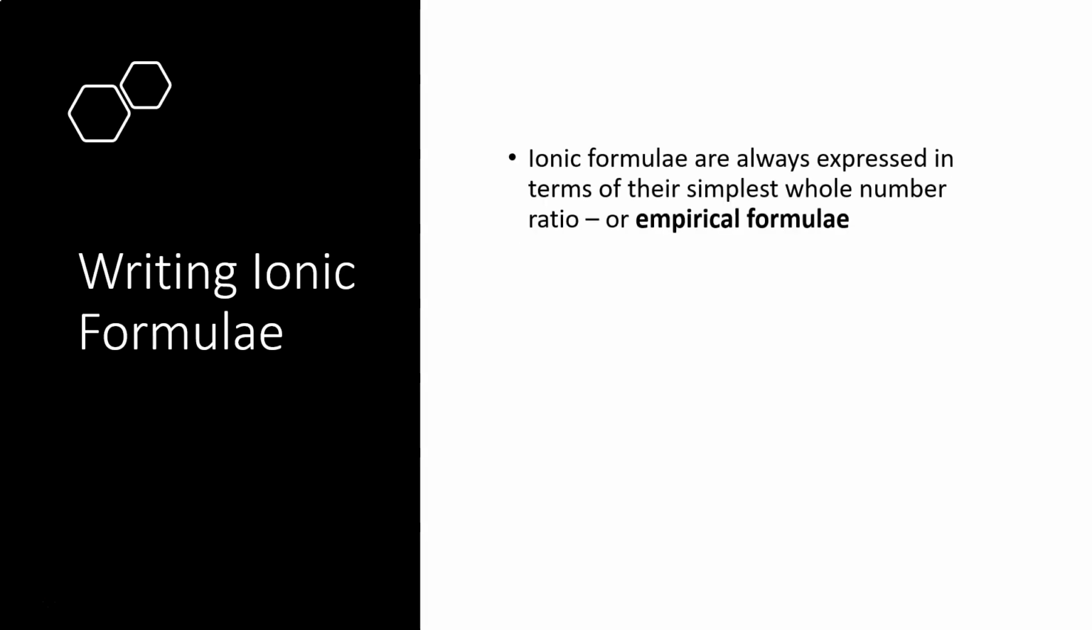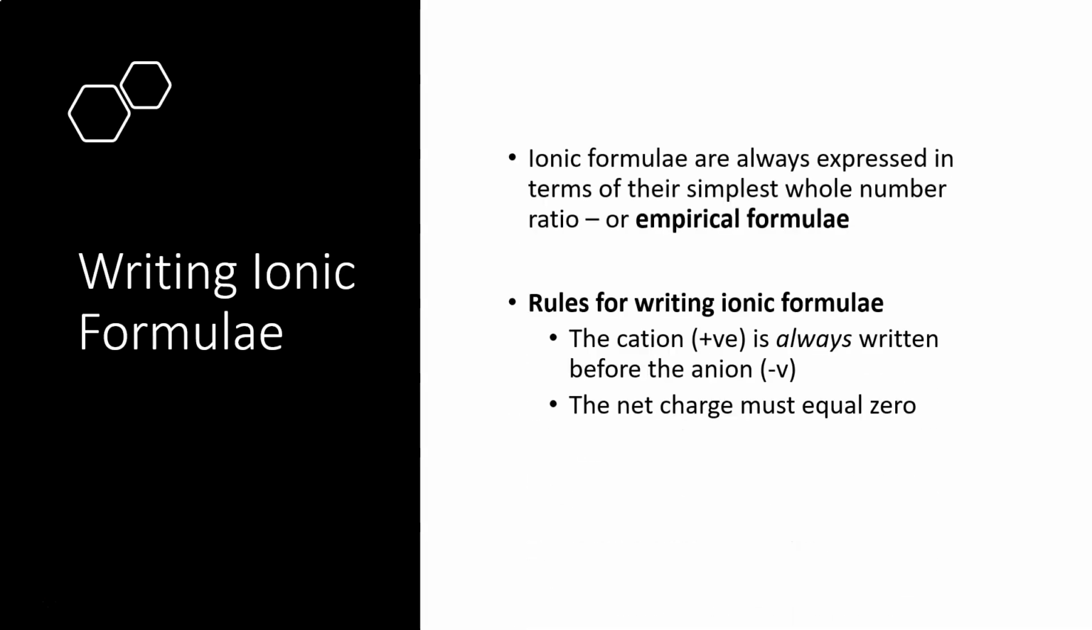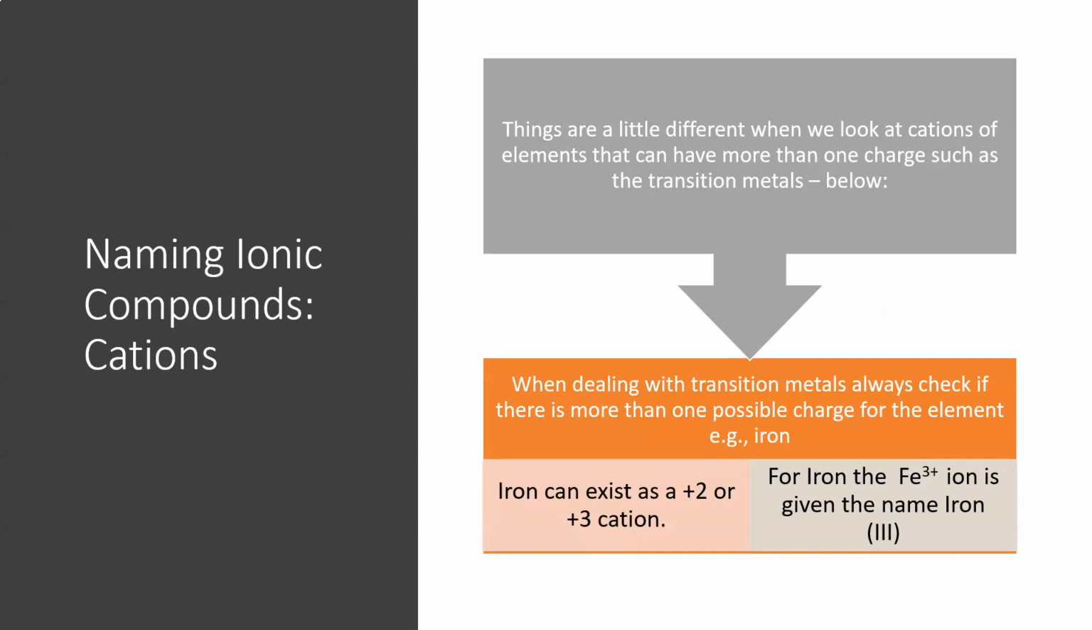How do we write these ionic formulae? We've got some rules. We always put the cation first. If you've got aluminium oxide, you can't call it oxide aluminium. You always put the cation first and then the anion. Remember that the net charge must be 0. If you've got a charge of 2 plus and the charge is negative 1, then that's not equal. Somehow we need to balance them up, and we'll look at that in a second.